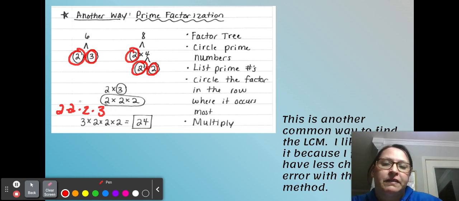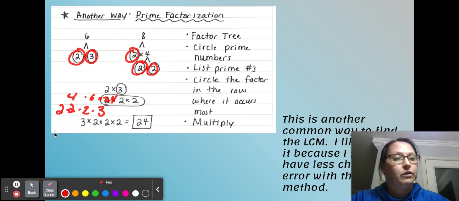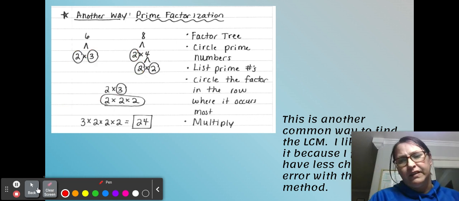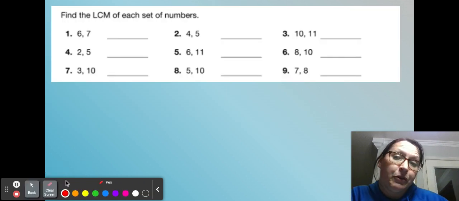So now I've got the same exact factors. 2 times 2 is 4. 2 times 3 is 6. 4 times 6 equals 24. So it works this way too. And this is probably the way I'm going to be using it throughout the lesson. So we're going to do a few examples, actually a lot of examples.